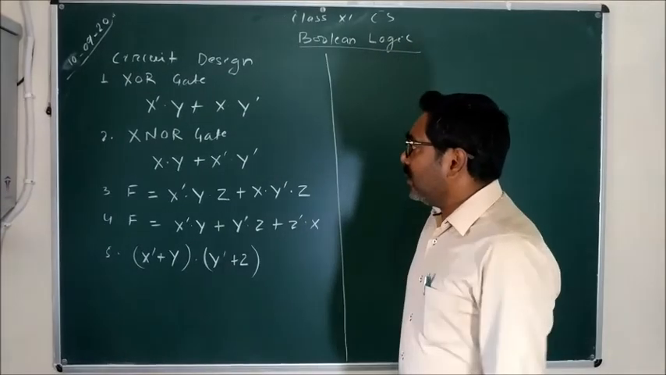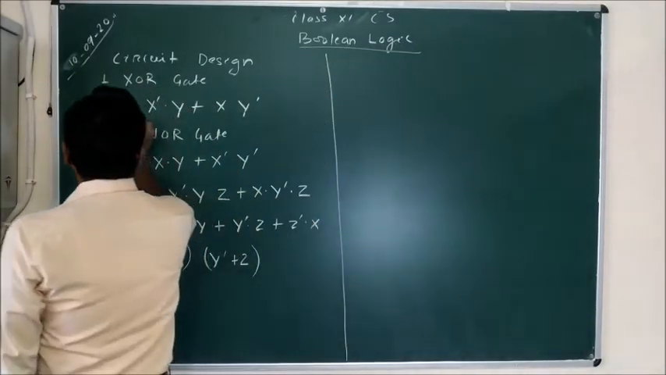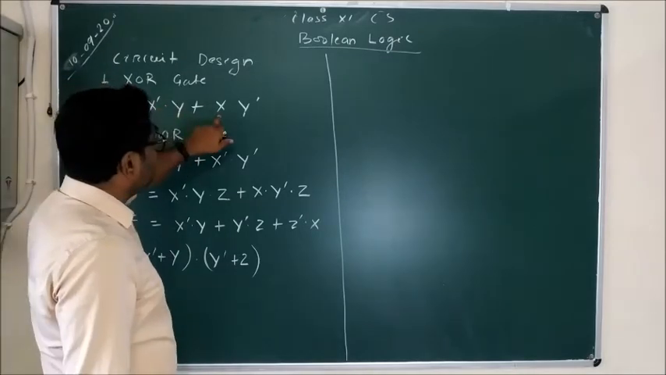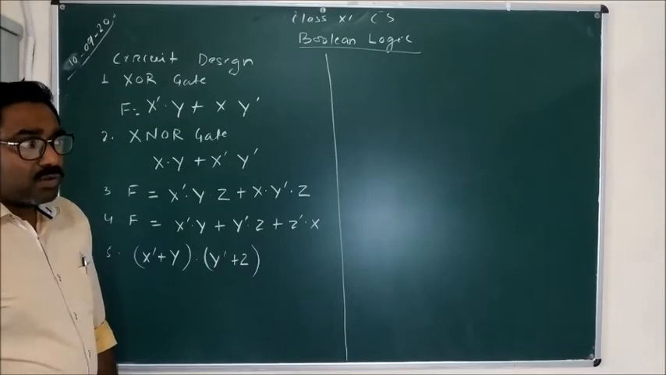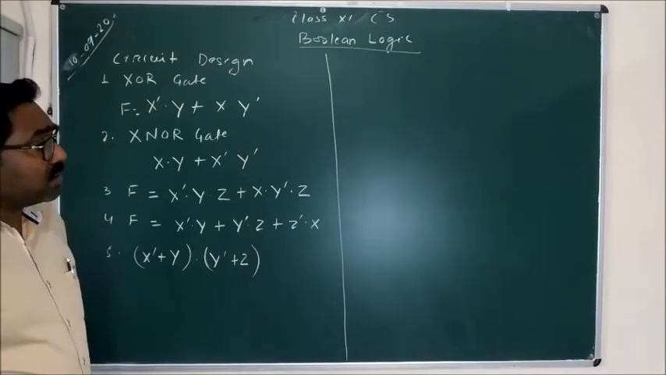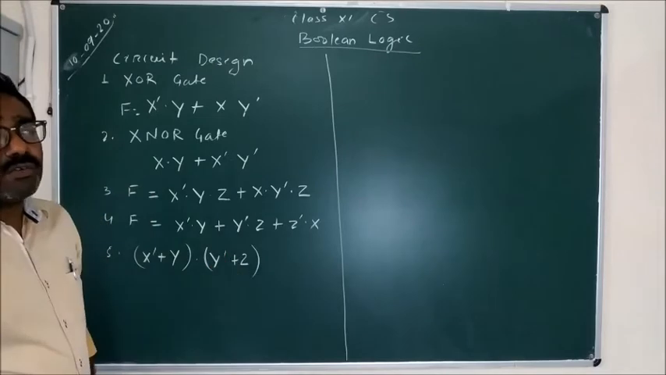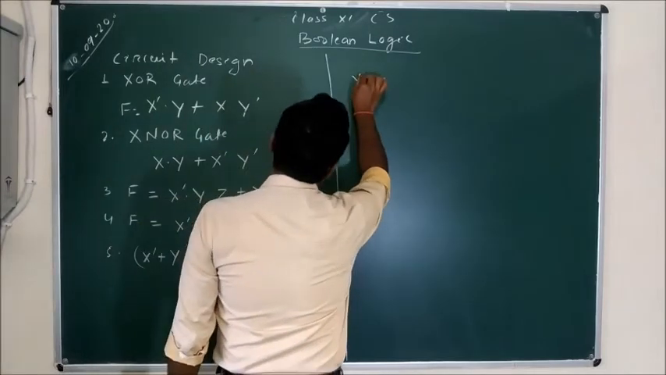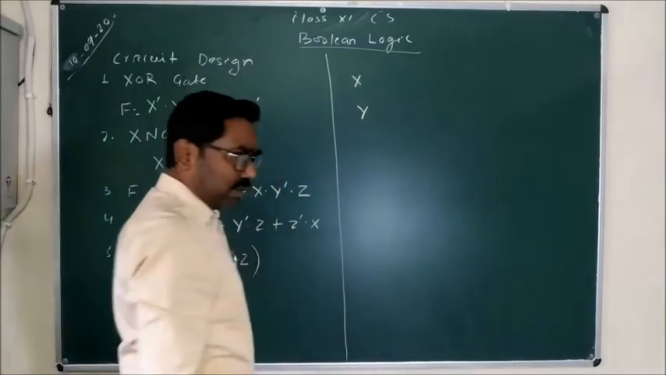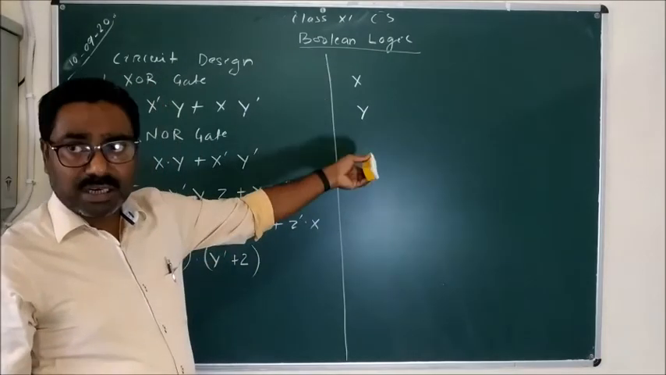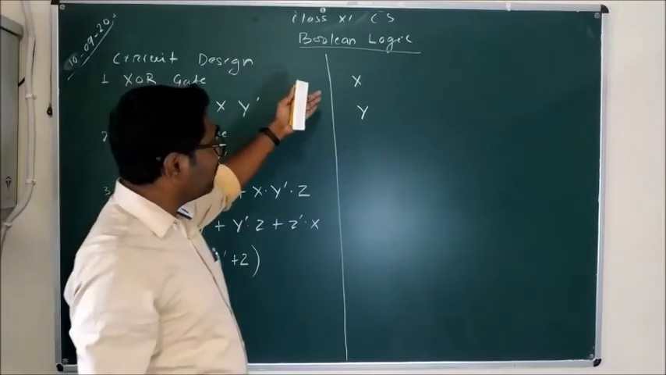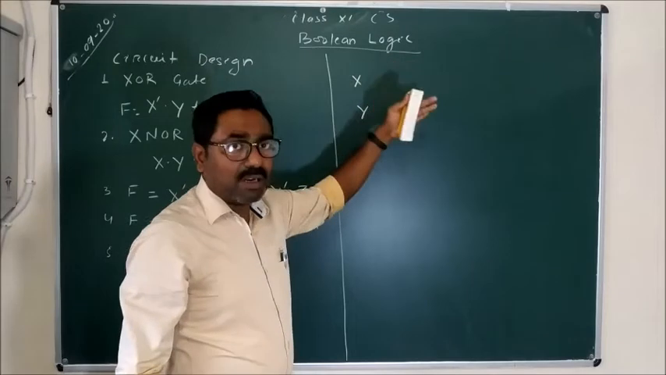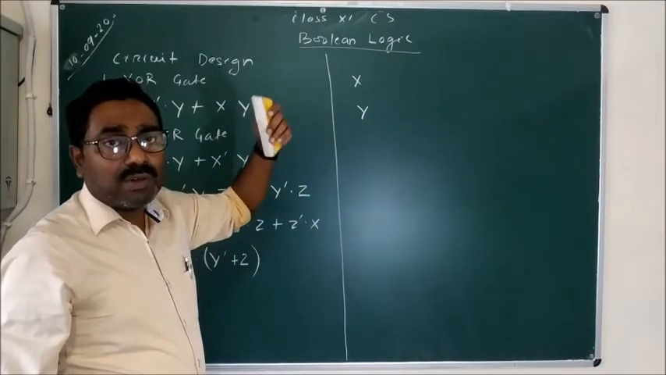The XOR gate logic is, suppose, F is equal to X dash dot Y plus X dot Y dash. When we have to design a circuit for that particular logic, first we have to take two variables X and Y. The designing of the circuit is completely up to you. Sometimes I take the inputs in a horizontal manner, sometimes in a vertical manner. I will show both ways of developing the circuit.